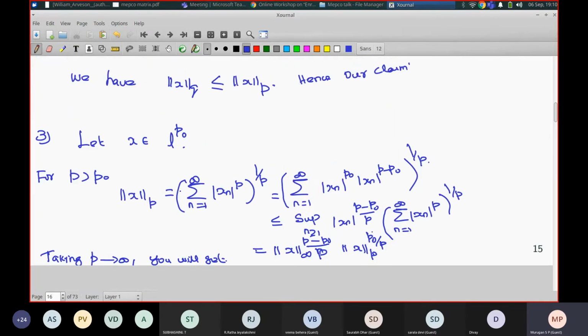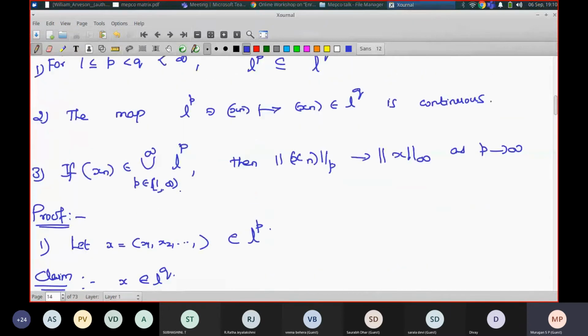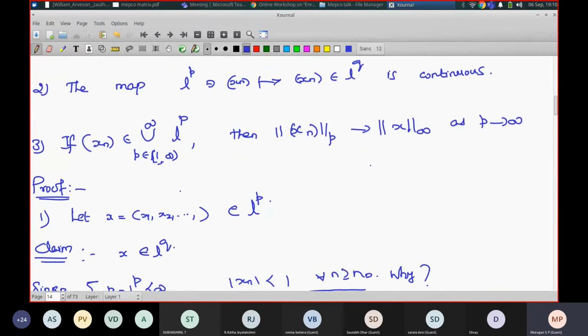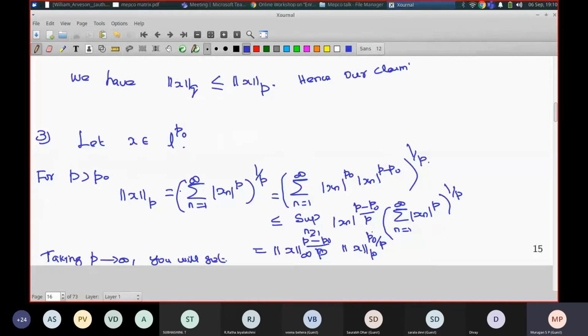Yeah, the third one, you need to prove that when you let p tend to infinity, the p norm goes to the sup norm. That is very easy. For that you have to fix p naught. So you take x belonging to l p naught, and you take p greater than or equal to p naught, then you can estimate the p naught norm, right? It's the norm of x_n to the power p.